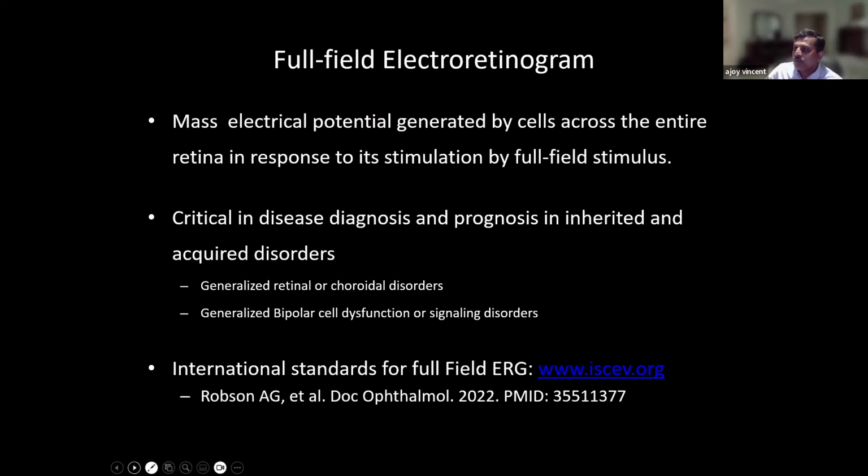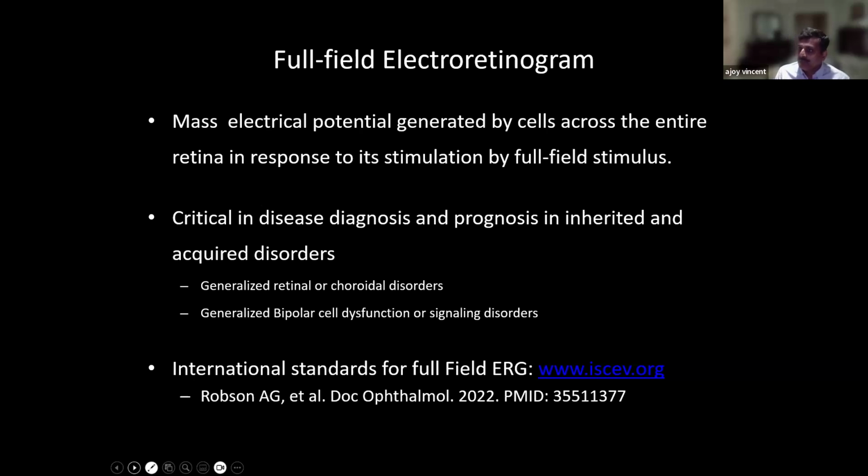So what is full field electroretinogram? Full field electroretinogram is a mass electrical response generated by cells across the entire retina in response to a global stimulus. So it is not a localized response from any regional part of the retina. So if there are any localized retinal issues, a full field electroretinogram need not necessarily pick up or be diagnostic.